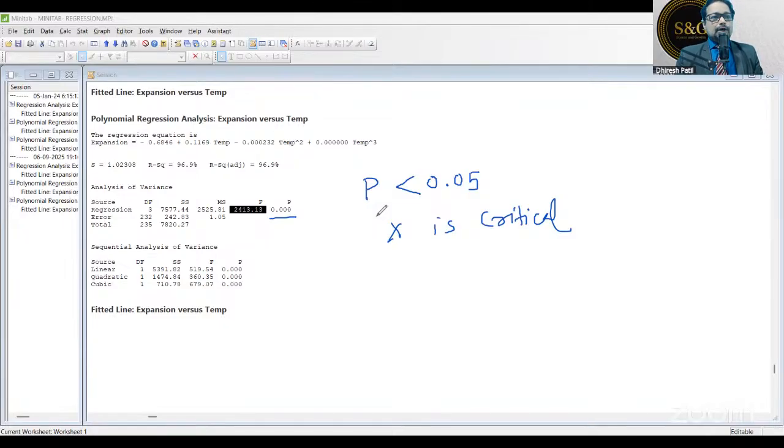Clear? So quadratic and cubic, these equations are also called polynomial equations. Polynomial. Poly meaning multiple. Okay, because there are linear terms, there are cubic terms, square terms, that is called polynomial equations. Okay. X is critical, meaning X has a very high impact. Critical meaning high impact X on the Y.